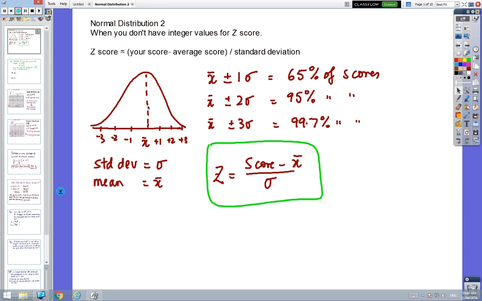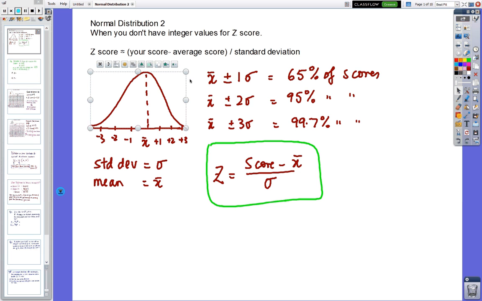Okay, year 12, we're looking at normal distribution number 2, and this is when we don't have integer values, so when we don't have plus and minus 1, 2, and 3. But just to remind you, when we've got plus or minus 1, we have 65%. When we have plus or minus 2, we have 95, and plus or minus 3, 99.7.